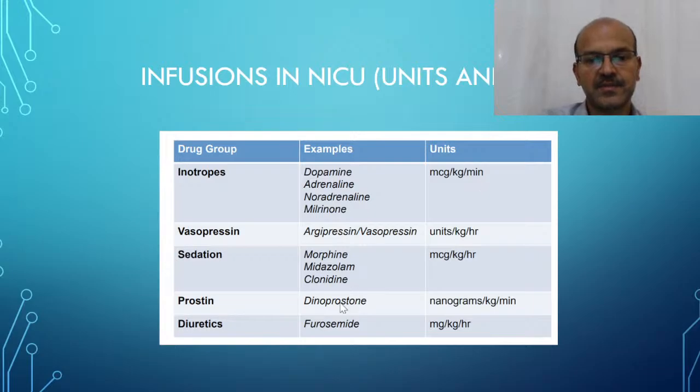And prostaglandin, we will be discussing. It can be either nanogram or microgram, and it's better that your unit, the cardiologist and your team, discuss in the same terms, either microgram or nanogram, but stick to the same one, don't go back and forth. And diuretics, thankfully we don't need them very often as infusions, but it's in milligram per kilogram per hour.